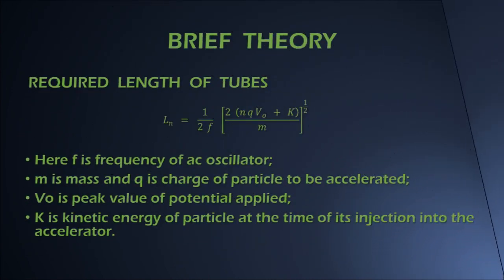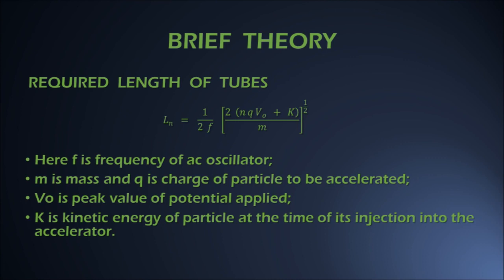Now let me brief some points about theory of this accelerator. The length of tubes is not randomly chosen. There is a particular relation for length of any nth tube. So using this formula, the length of first, second, third tube is decided. By putting value of n, you can calculate required length of any nth tube.